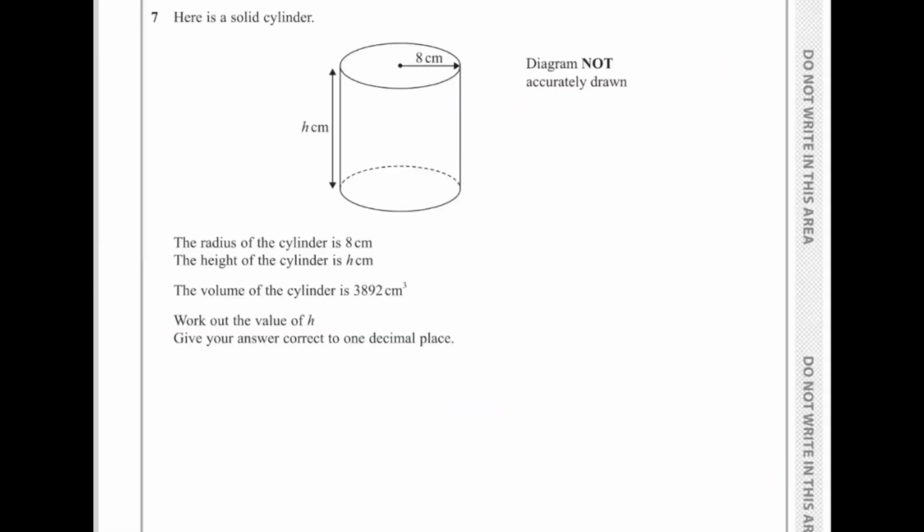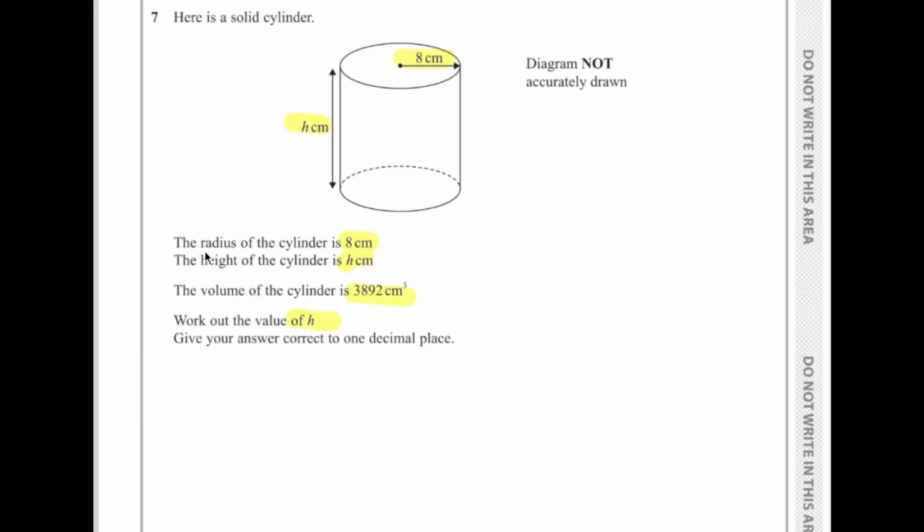Question 7. Here is a solid cylinder. The radius of the cylinder is given as 8 centimeters and the height is given as h centimeters. So the question says: here is a solid cylinder. The radius of the cylinder is 8 centimeters. The height of the cylinder is h. The volume of the cylinder is 3,892 cubic centimeters. Work out the value of h.